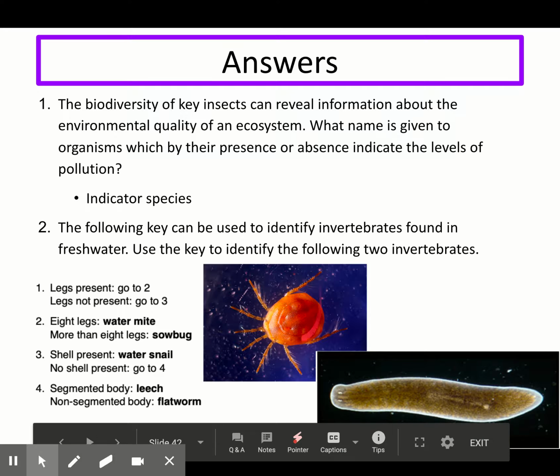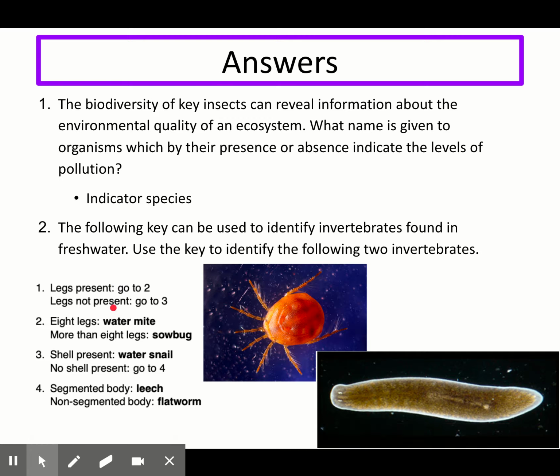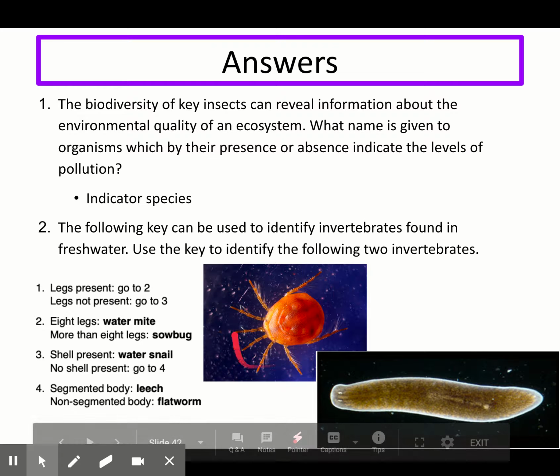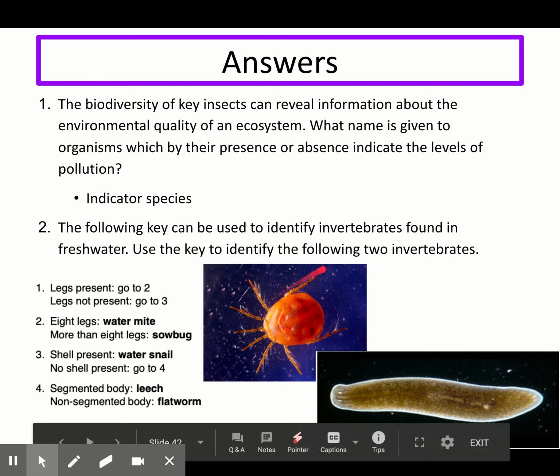If we look at this picture here, it says legs present or legs not present. It's definitely got legs present, so I'm going to go to number 2. 8 legs or more than 8 legs? Well, 1, 2, 3, 4, 5, 6, 7, 8. So 8 legs, which means this is a water mite.